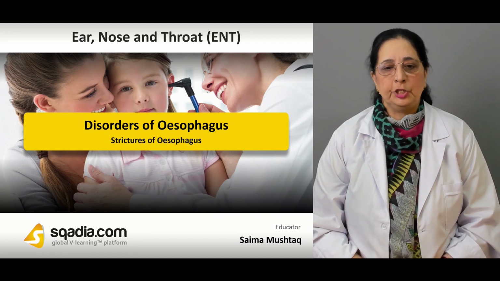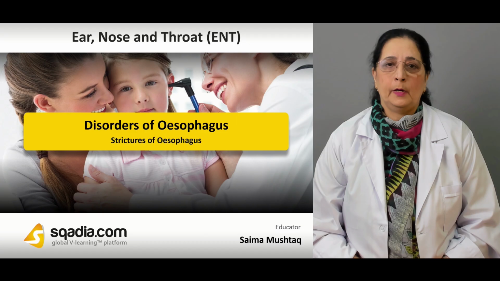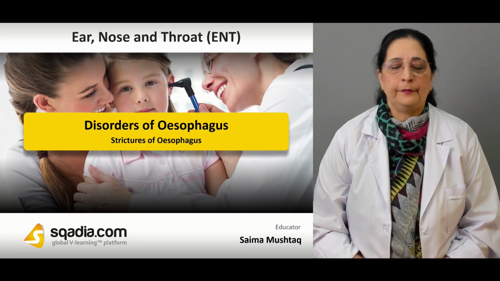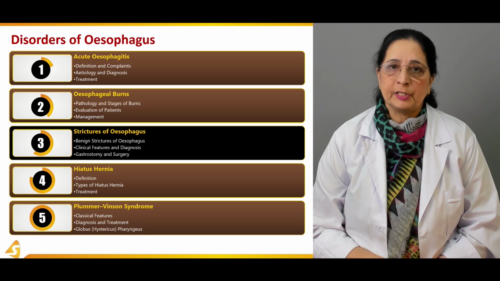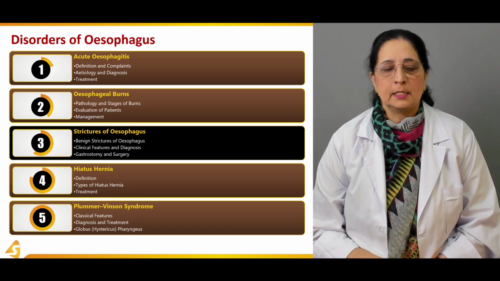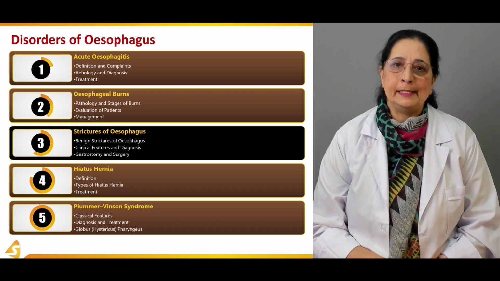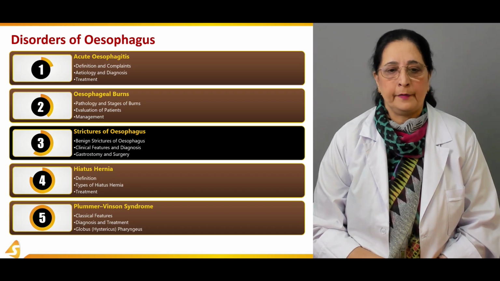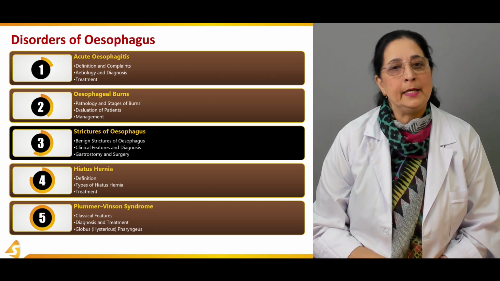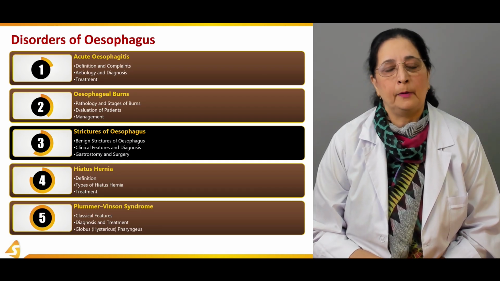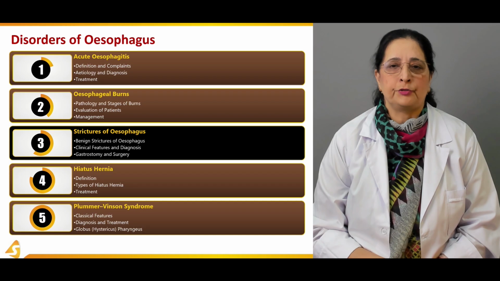In the third section, now we will talk about the stricture of esophagus: benign strictures of the esophagus, clinical features and diagnosis, and then how we can manage them with gastrostomy and the surgery performed for the esophageal strictures.